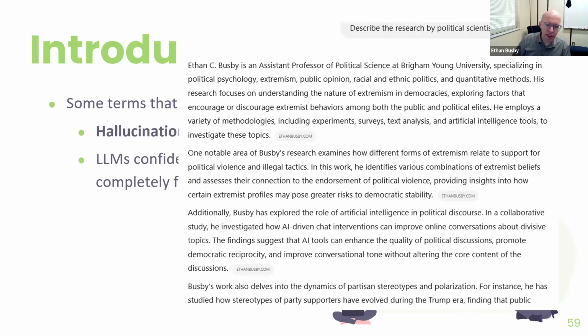So I went to ChatGPT and asked it to describe my own research, something that I already know about. And much of this text is correct. So this first paragraph is largely correct. The third paragraph here and the last paragraph are correct. This middle paragraph is introducing some hallucinations. So, for example, I don't really explore a lot of things about illegal tactics in my research. I have some work exploring political violence, but some of these statements are not true. Nonetheless, the language model produces them in a way that sounds quite confident.